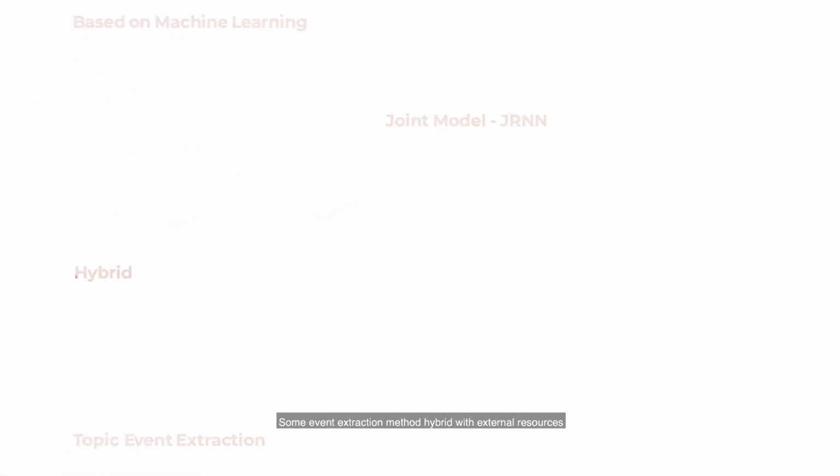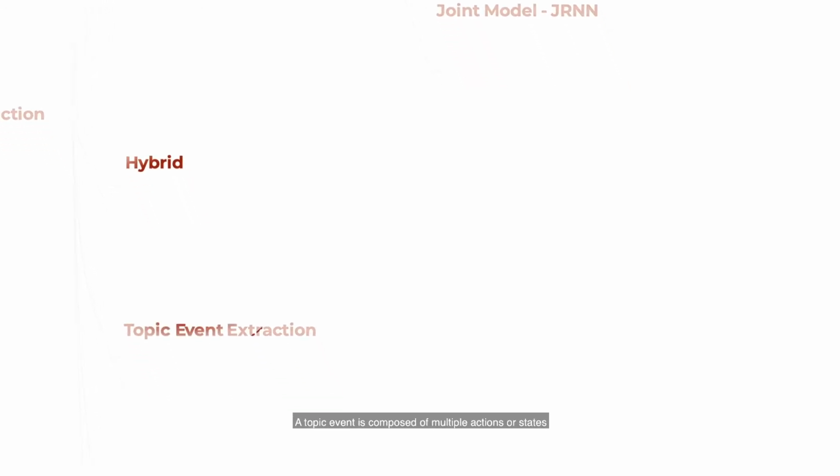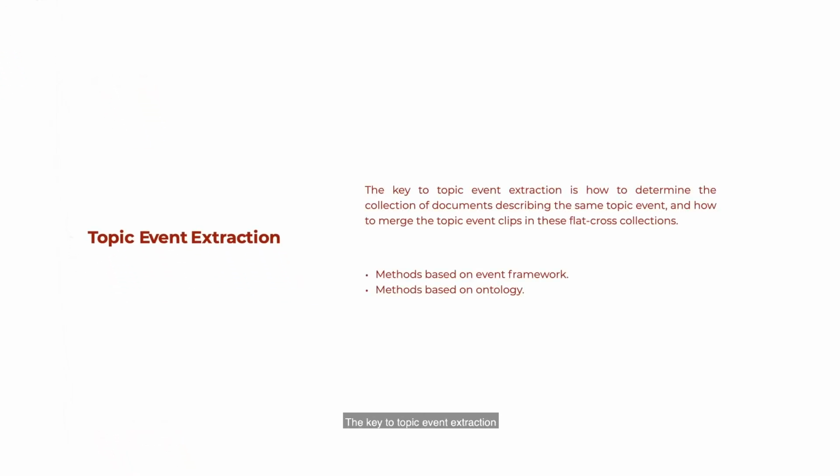Some event extraction methods are hybrid with external resources. They try to use the FrameNet dataset to match several categories of events in the ACE05 dataset, then construct large-scale event datasets from Wikipedia and Freebase. A topic event is composed of multiple actions or states. The key to topic event extraction is how to determine the collection of documents describing the same topic event and how to merge the topic event classes in these cross collections.